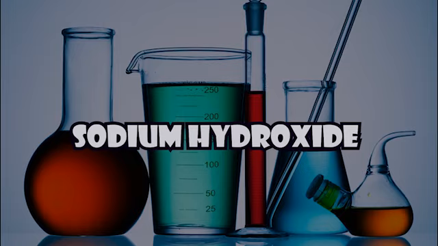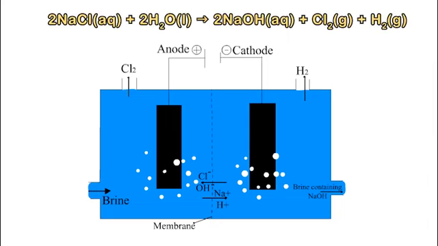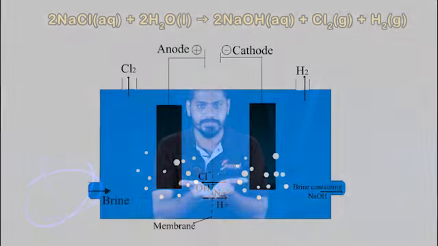Sodium hydroxide. When we pass an electric current into an NaCl solution, which is commonly called brine solution, sodium hydroxide is formed. In this, the NaCl decomposes. So NaCl, when dissolved in water, forms sodium hydroxide, chlorine and hydrogen.